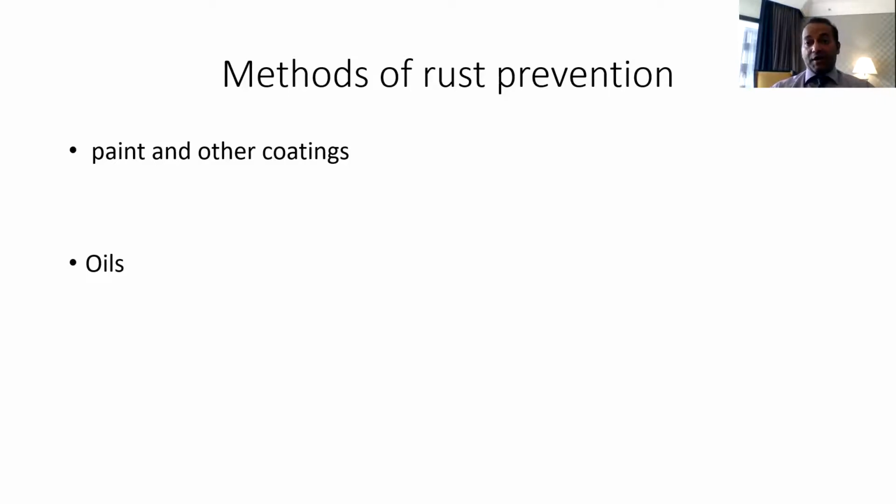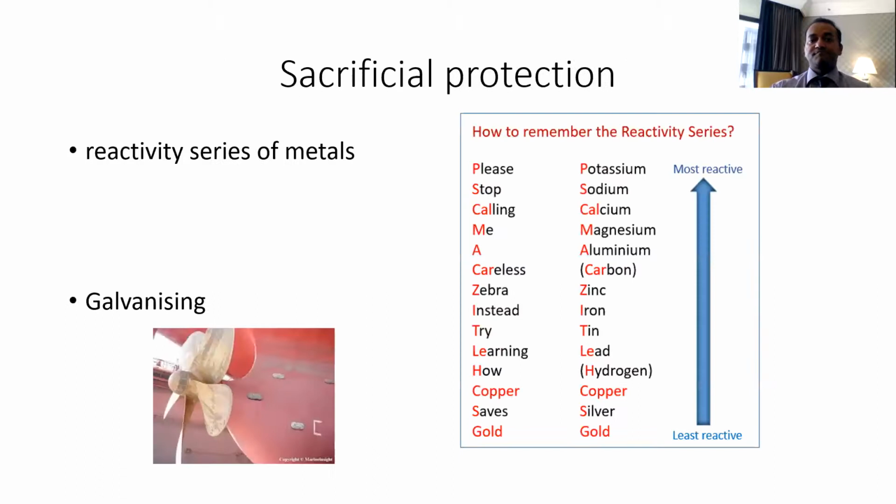And another one is oil. You have seen sometimes at home, your parents applying some grease and oil on some metal to reduce the rust or to prevent it from rusting. So both of these techniques are correct. Now, according to our syllabus, we are going to learn that there is also another method that is known as sacrificial protection.